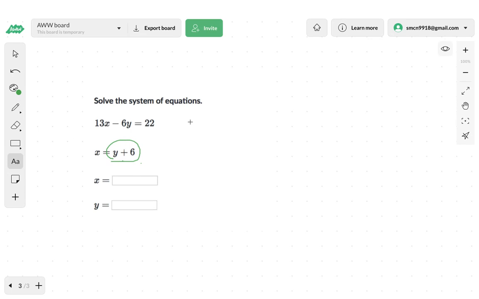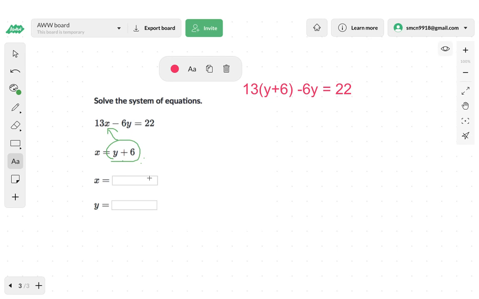All right, let's go over here, and I'm going to input this into, every time I see x, I'm going to input this substitution. Sorry, my computer is acting up a little bit. Okay, so I'm going to put 13, and when I see x, I'm going to input this whole guy because x equals this whole thing. So I'm going to put y plus 6 and 6y equals 22.